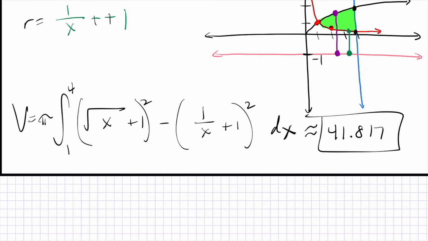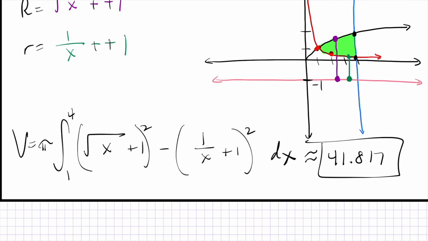Then from there, the only other thing left to find is the bounds. Since it's dx, it's going to be left to right. So there's one bound and there's another bound. Where do these two guys cross? They cross at 1. And where does this end? It ends at 4. x equals 4.